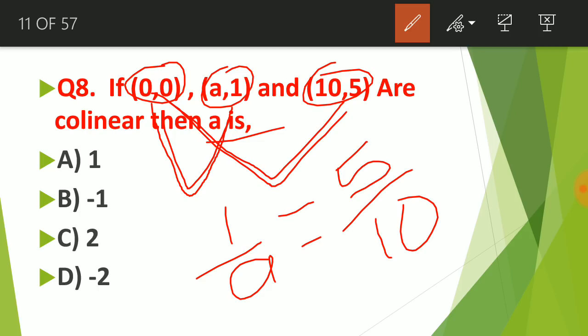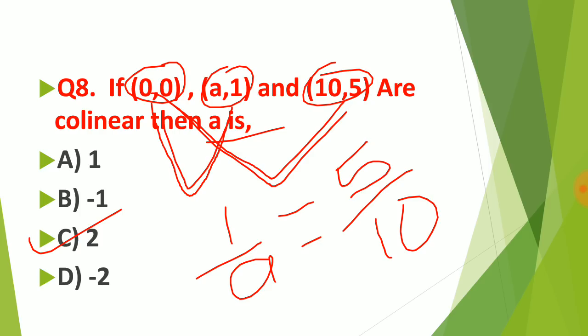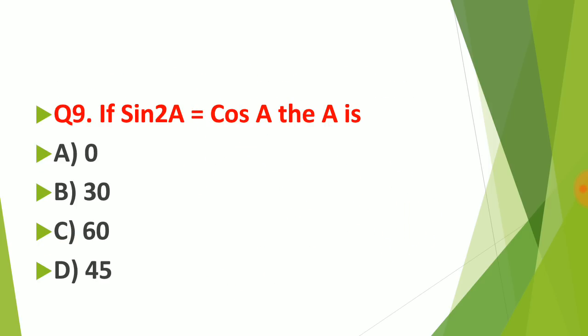On solving this, we will get A is equal to 2. That is in option choice C. So C is the correct answer for question number 8. Now let us see question number 9.